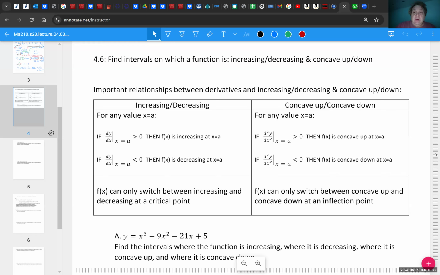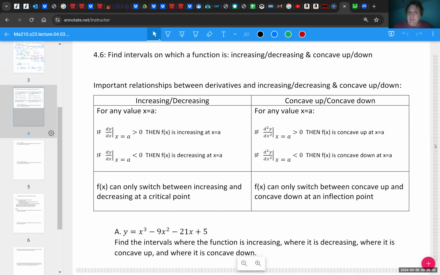Okay, so just a recall of what we mean by increasing, decreasing. Increasing, of course, means going up, but mathematically, the definition of increasing is the derivative is positive, right? So if the derivative at any particular point is greater than zero, then we say that this function is increasing at that location of a. And if the derivative is less than zero, then it's decreasing.